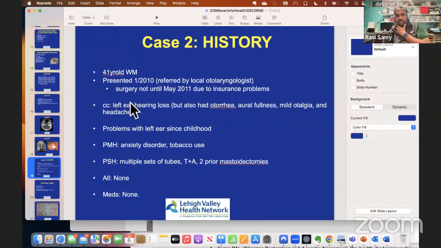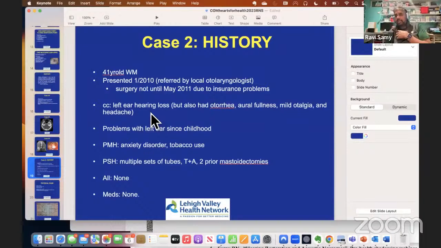So another case, this is a gentleman, 41-year-old, who came to me back in 2010. A local otolaryngologist sent him to me. We had to wait about a year, 18 months, until his insurance issues were taken care of. He had left-sided hearing loss. When you look at ear disease, the number one symptom I'll typically see is patients who have hearing loss.